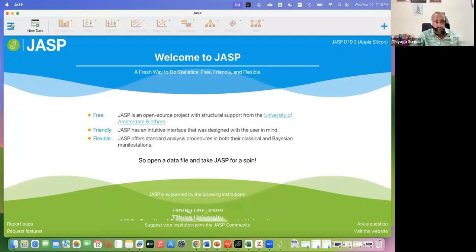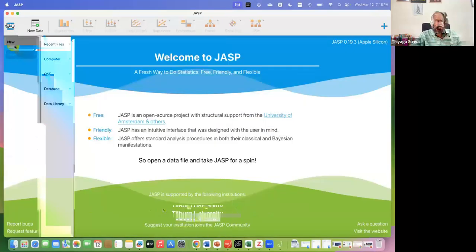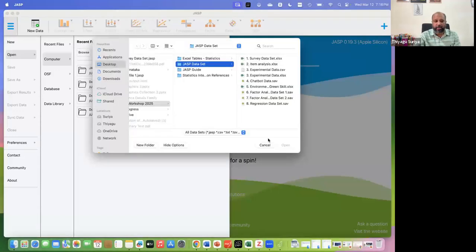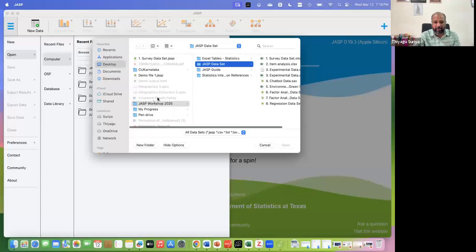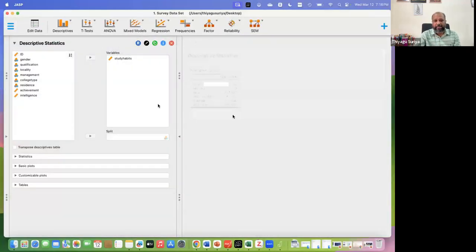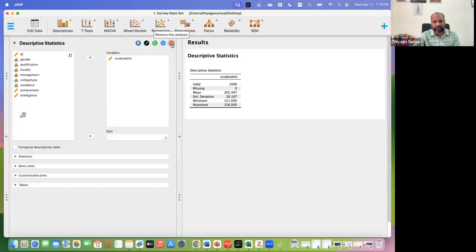Yes, now I'm going to yesterday's data. Yesterday we saved the data for the survey method in JASP format. I request all to open it. How to open it? Go to the three lines, that's called the hamburger menu. Click the open button and go to the computer. Hope you saved it on the desktop. When you click browse, you find the desktop, and under the desktop you can find the file. What is the file? Survey data set JASP. We already defined the names yesterday. Click open. Hope you can see your data set.